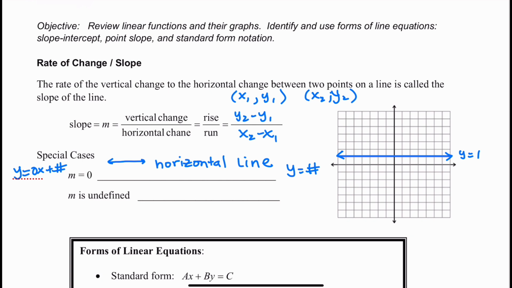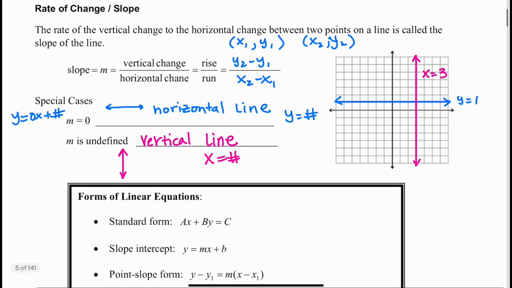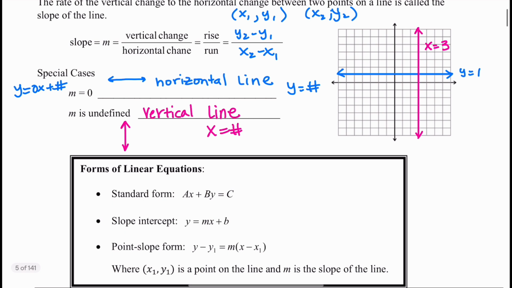The next one is when the slope is undefined. This is going to be a vertical line, and it will look something like x equals a number. So if I have this line right here, this would be the equation x equals 3. It's undefined, so we can't use a y to write the equation. It has to be an x. So the slope is undefined for a vertical line, versus the horizontal line, which has a slope of 0.